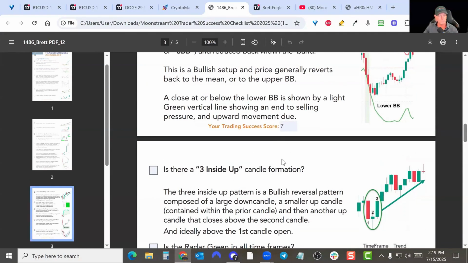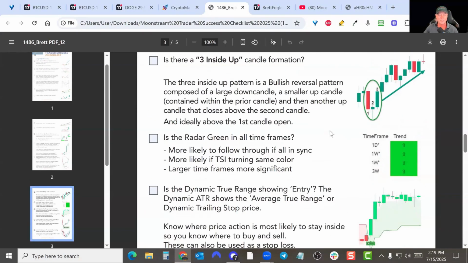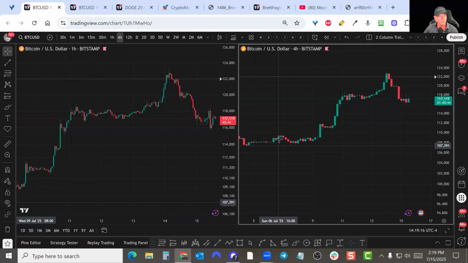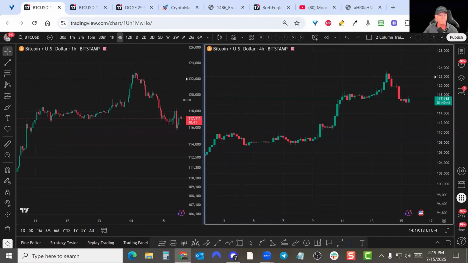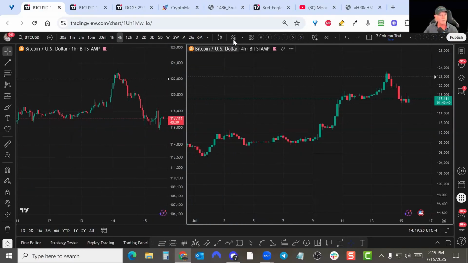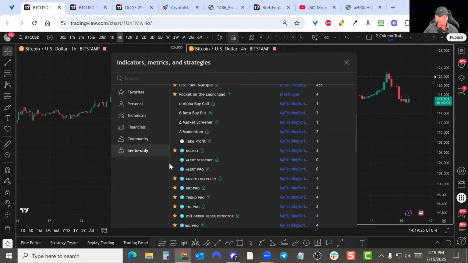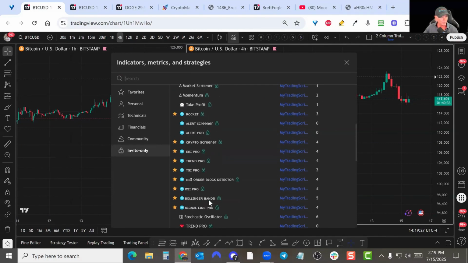There's some other trade setups that I didn't talk about, like the 3 inside up. Talked about the radar. I didn't show you the dynamic average true range. I knew I forgot something. So over here, love this indicator. It's part of the Pro Pack. What that looks like is if you come under here under invite only, I think that's included. I have to make sure that it is.